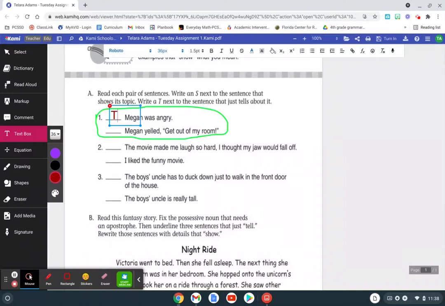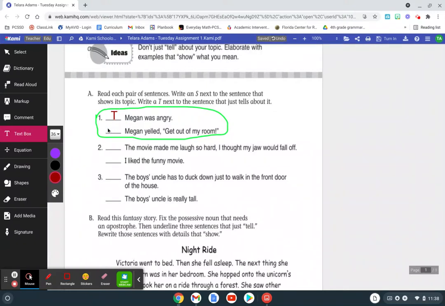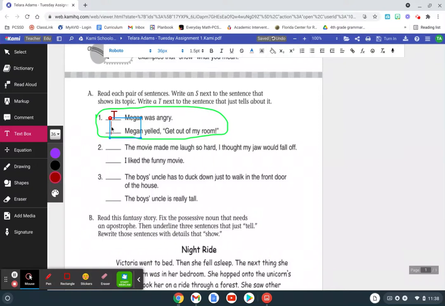Megan was angry. Not giving us a whole lot of detail. It's just telling us Megan was angry. So we know our second sentence is S. It's showing its topic. It's giving expression. And that's the huge difference between those two. The first one just told us she was angry. The second one, we know that she was angry because she yelled, "Get out of my room."